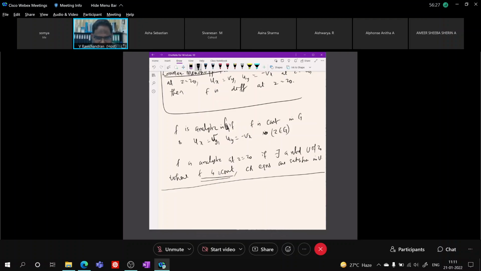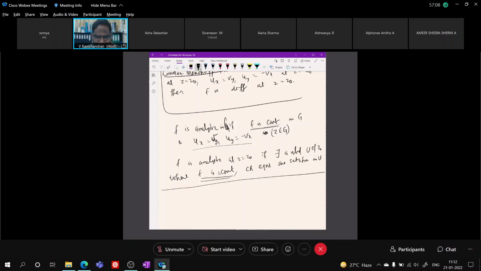So if the Cauchy-Riemann equations are satisfied, then the function will fail to be analytic provided f is not continuous. If the function fails to be continuous in G, but the Cauchy-Riemann equation is satisfied, then the function will definitely fail to be analytic. But this is the bare minimum that is required: f analytic means it should be continuous. So many a time the Cauchy-Riemann equation may be satisfied, but f may be discontinuous, then naturally the function is not analytic.